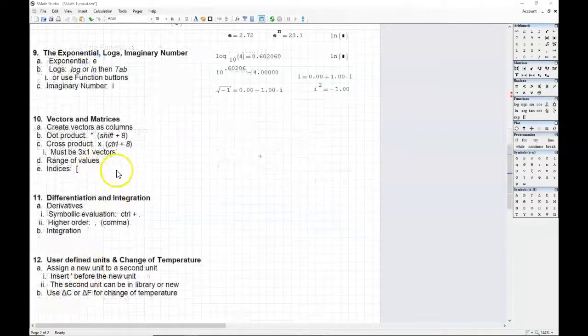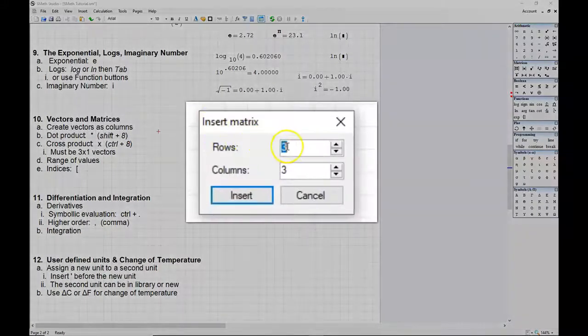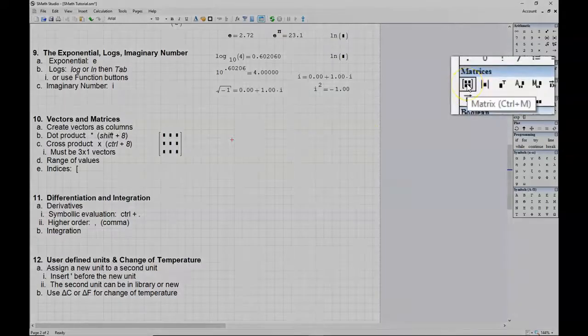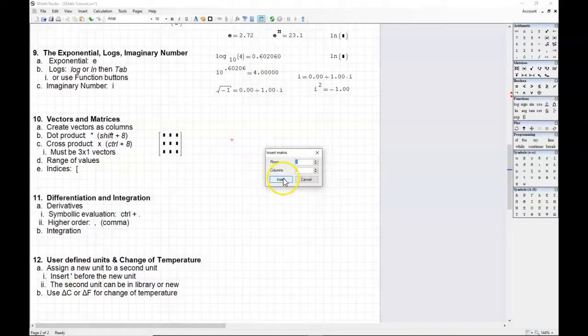We'll look at vectors and matrices next. To create a matrix, we can either press Control M, and this will ask us to insert the number of rows and columns, and we can change this. Or we can press the icon up here in our toolbox where it says matrix, and again it asks us for the numbers of rows and columns. So I can enter values into my matrix.